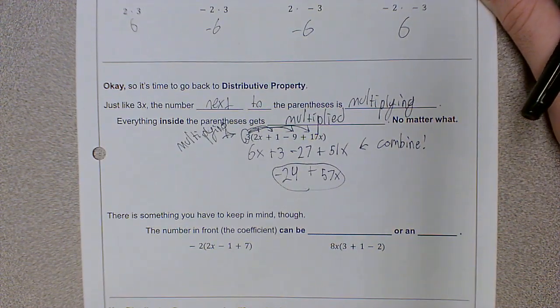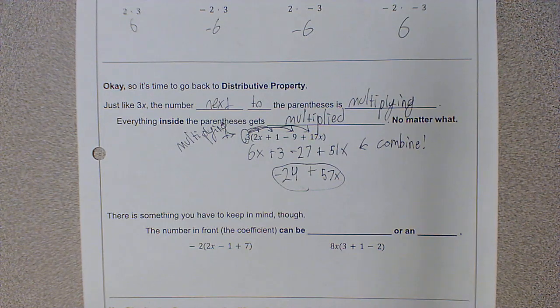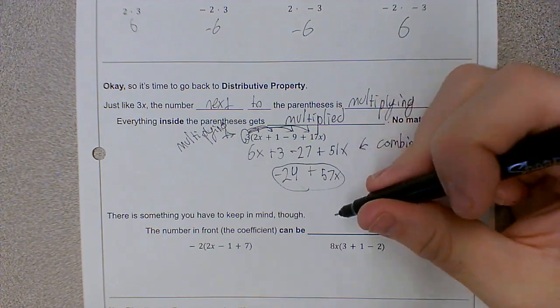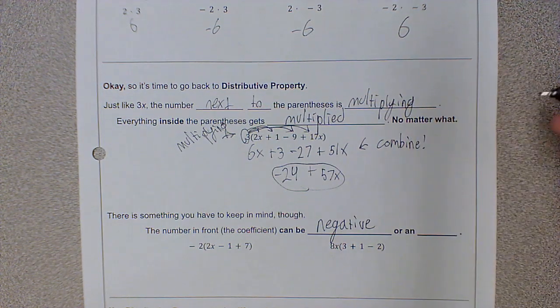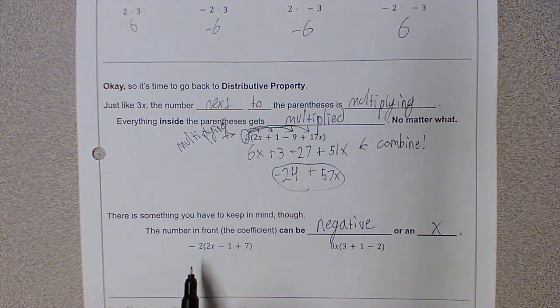Alright, there is something you need to keep in mind though. The number in front can be negative or an x. Just keep that in mind, these can pop up. So this here is a negative 2. When this multiplies in, every sign inside is going to flip.